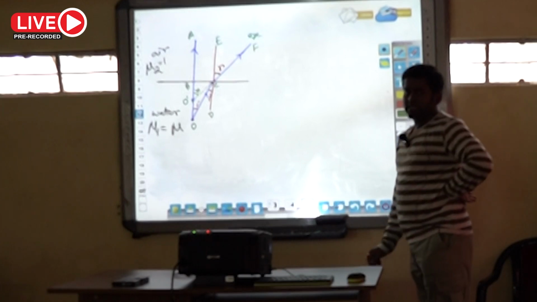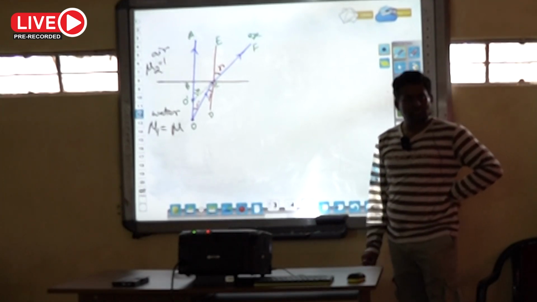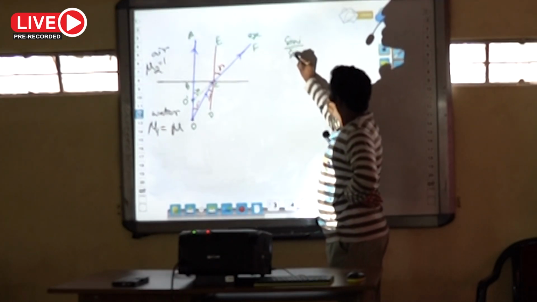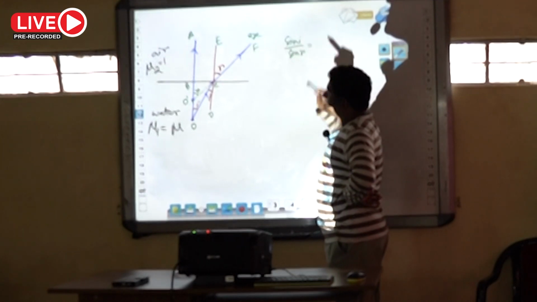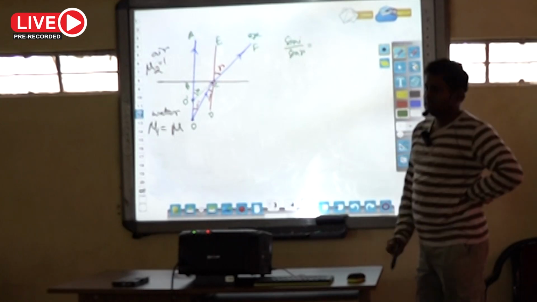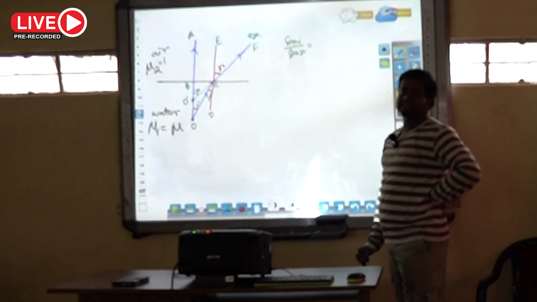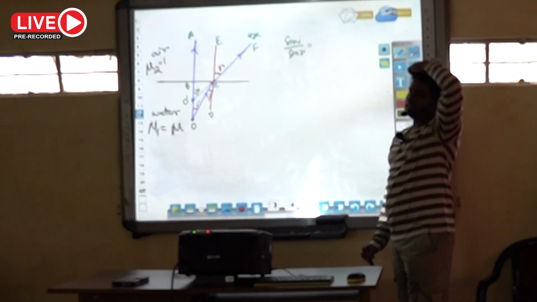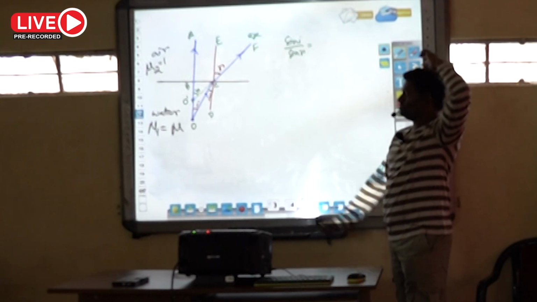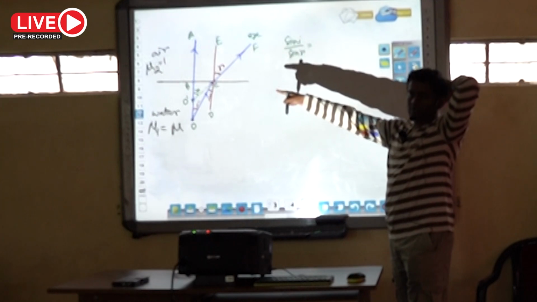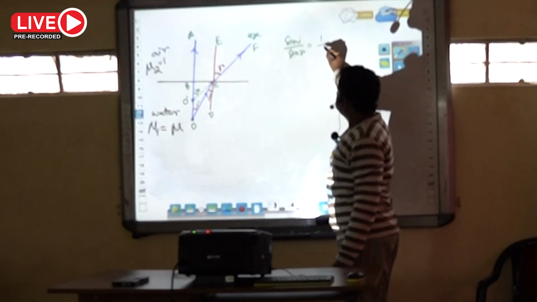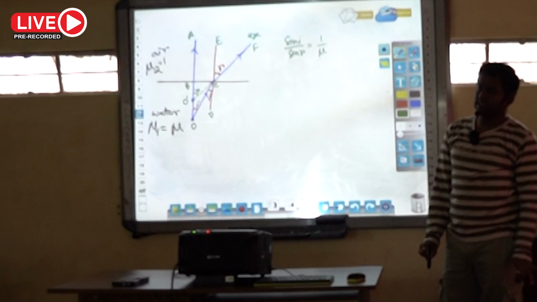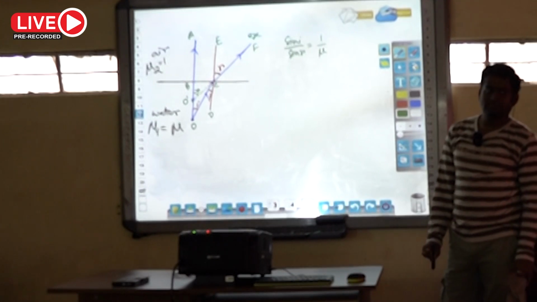Now, at point C, I can apply Snell's law for refraction and write sin I by sin R is equal to mu2 by mu1. But what is mu2 in this problem? It is 1, and mu1 is mu. So sin I by sin R becomes 1 by mu in this case.